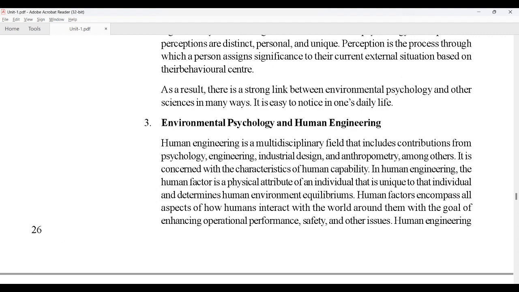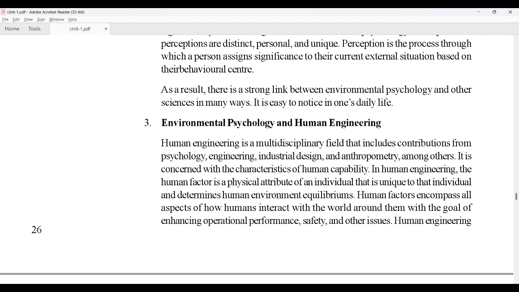Each person's perceptions are distinct, personal, and unique. Perception is the process through which a person assigns significance to their current external situation based on their behavioral center. As a result, there is a strong link between environmental psychology and other sciences in many ways. It is easy to notice in one's daily life.